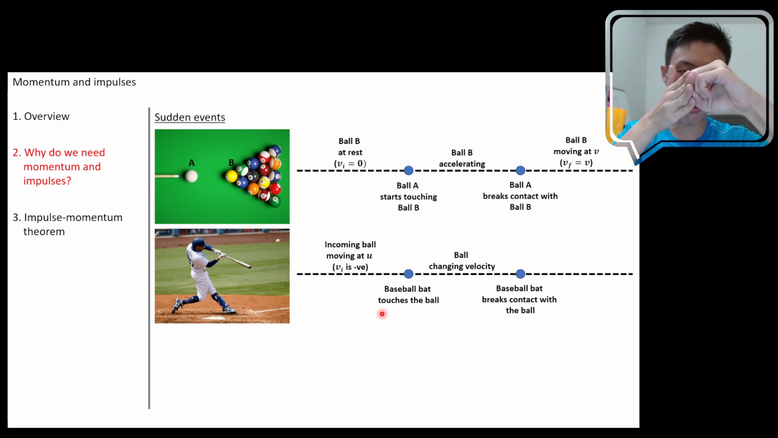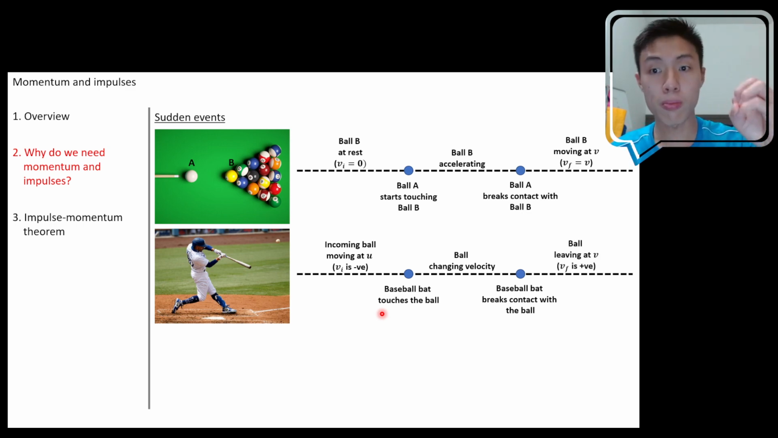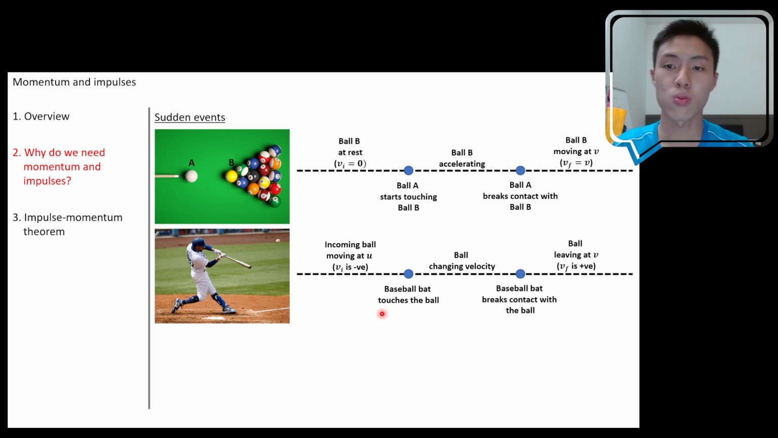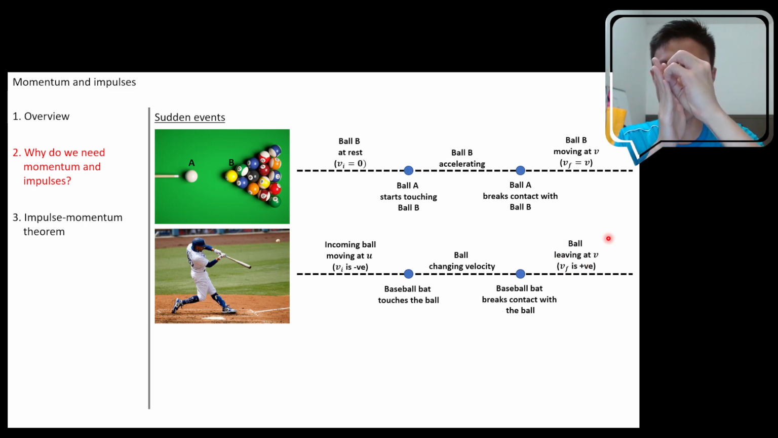That is the end of the event. Now the ball will be moving with a new velocity in a new direction, which is to the right. The final velocity will be positive. So our object of interest, the ball, is initially moving to the left with a certain velocity. After the sudden event, it is moving with a new velocity to the right. The event is the moment where the baseball bat and the ball come into contact until the moment where the ball breaks away from contact with the bat. The contact is the event.